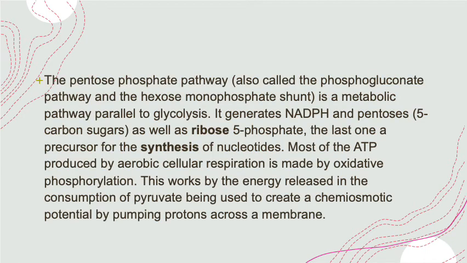So a little bit about the pentose pathway. This is also very important. It's called the phosphogluconate pathway and the hexose monophosphate shunt. Okay, so this is a metabolic pathway that is similar to glycolysis, which we're very familiar with. It's going to generate NADPH and pentoses. And most of the ATP produced by the aerobic cellular respiration is made by oxidative phosphorylation. So this is going to work by the energy released in the consumption of pyruvate, used to create potential.